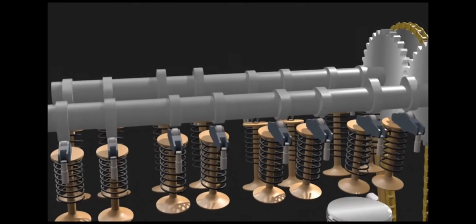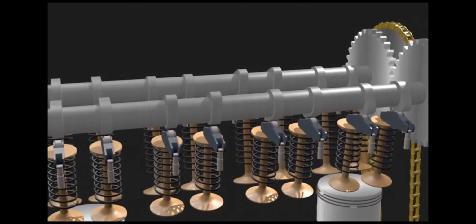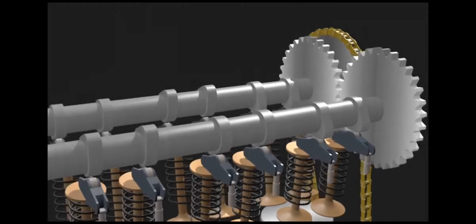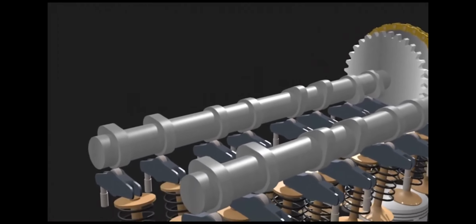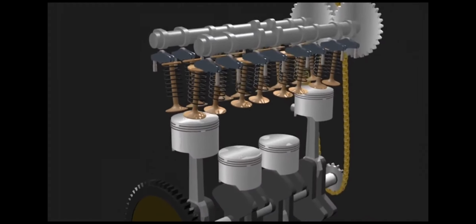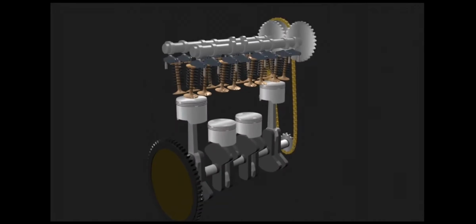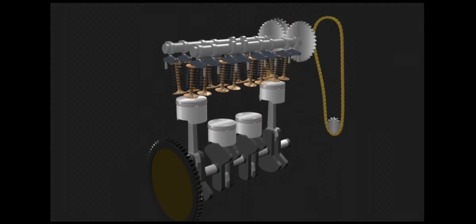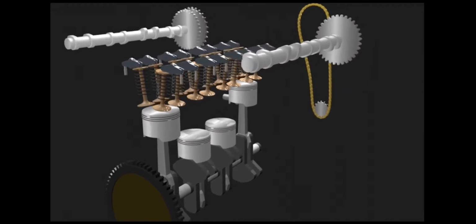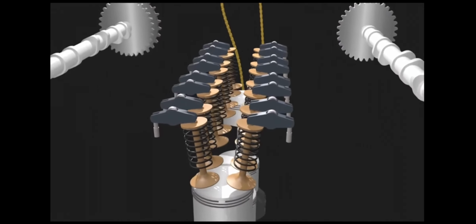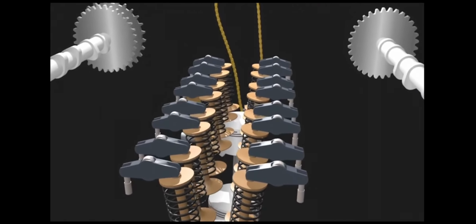Why use 2 camshafts? The reason is that the engine uses 4 valves. If we only use 1 camshaft, it will be less effective, so we need to use 2 camshafts. Then, the camshaft is installed on the cylinder head, so that the cam will directly press the valve.